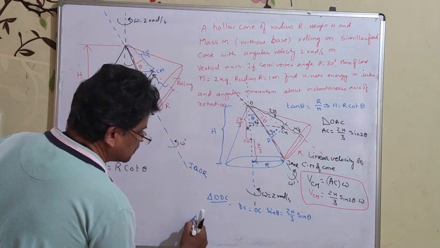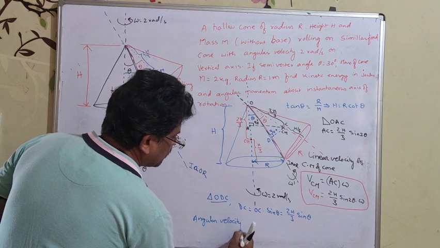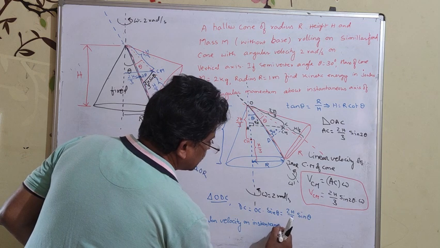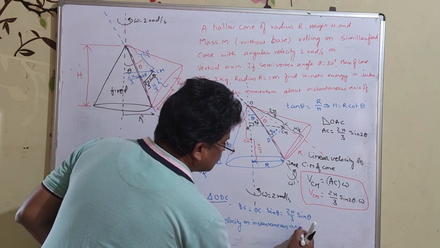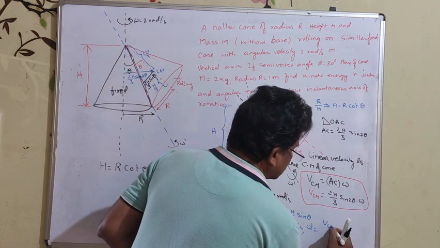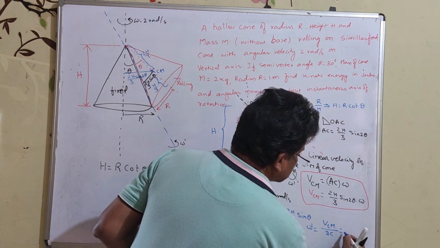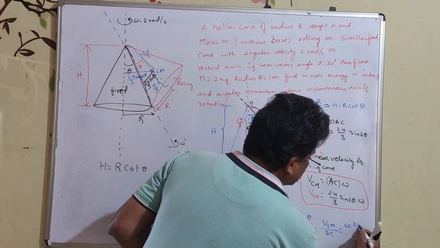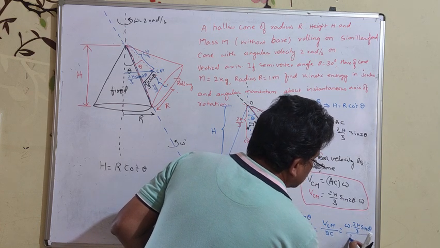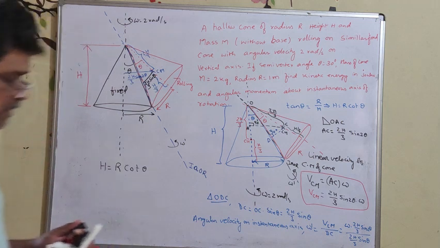Then angular velocity on the instantaneous axis. This I want to find. For the instantaneous axis, omega dash is equal to the velocity of the center of mass divided by the perpendicular distance. This is dc. Then this is omega into 2h by 3 sin theta, sin 2 theta, divided by 2h by 3 sin theta. So anyhow, 2h by 3 will cancel out.